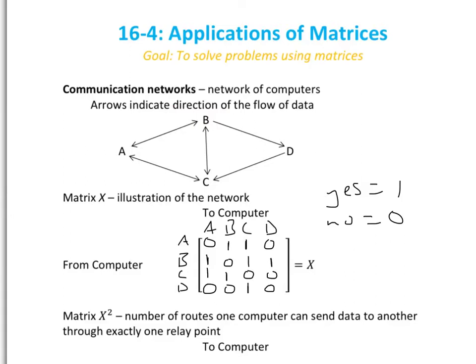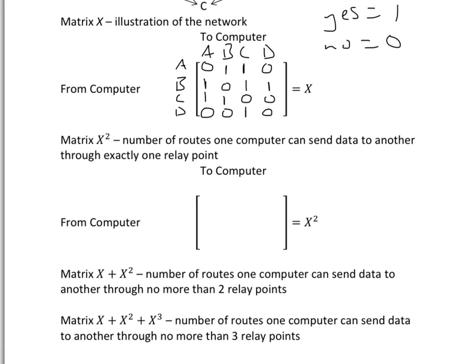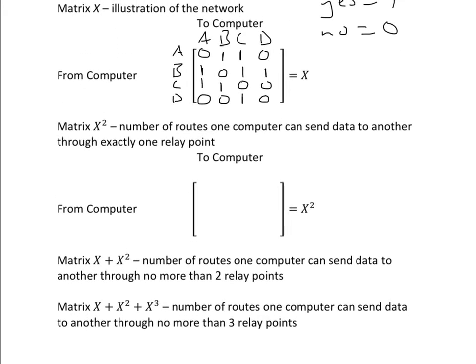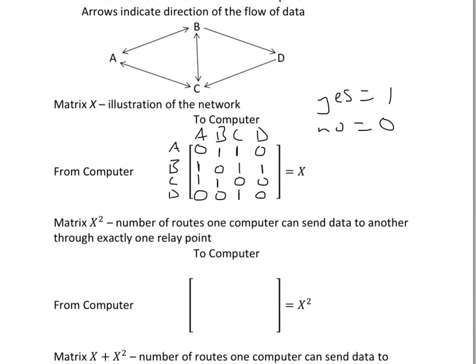Now, moving on from there, what can we do with this? With that matrix X, you could do this by counting, but if you just use this matrix, you can calculate the number of routes that one computer can send data to another through exactly one relay point. So, for example, A can go from A to B to C. So you can do that with one route.